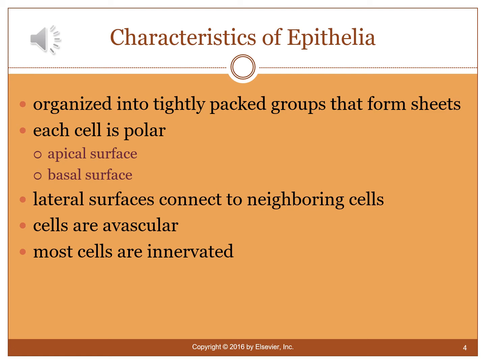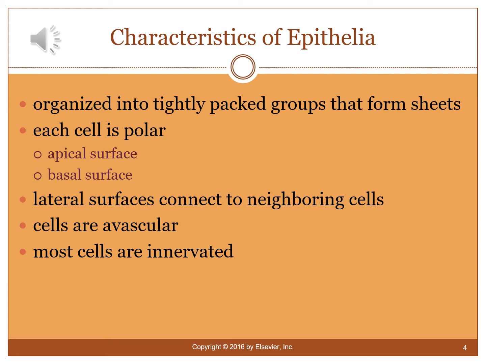Characteristics of epithelia. They are organized into tightly packed groups to form sheets. There are apical and basal surfaces. The apical side of the cell is what faces the lumen or body cavity. When I think of lumen, I think of intestines. So the inner lumen of the intestine would be the inside of the intestine, and the apical surface of an epithelial cell would be facing that surface.